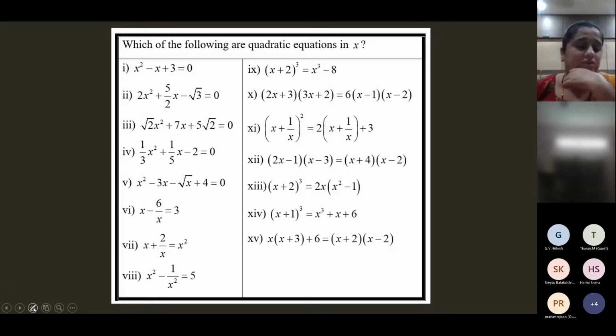Now, tell me if this one is a quadratic equation. Is this a quadratic equation? Quickly, you may have to work. Yeah, no, because the power is 2.